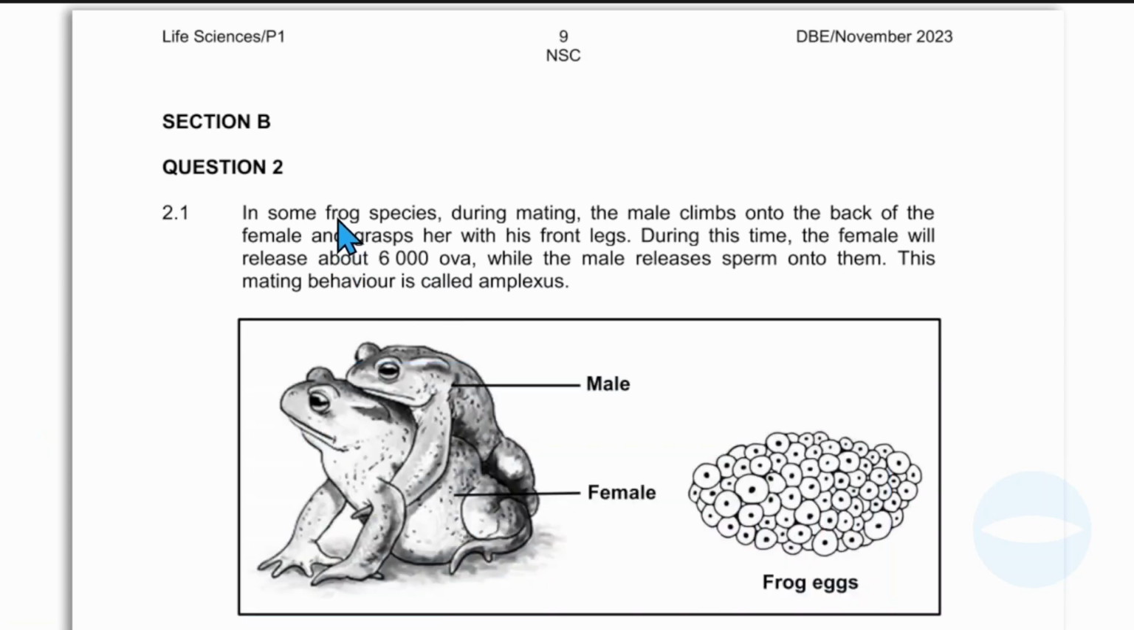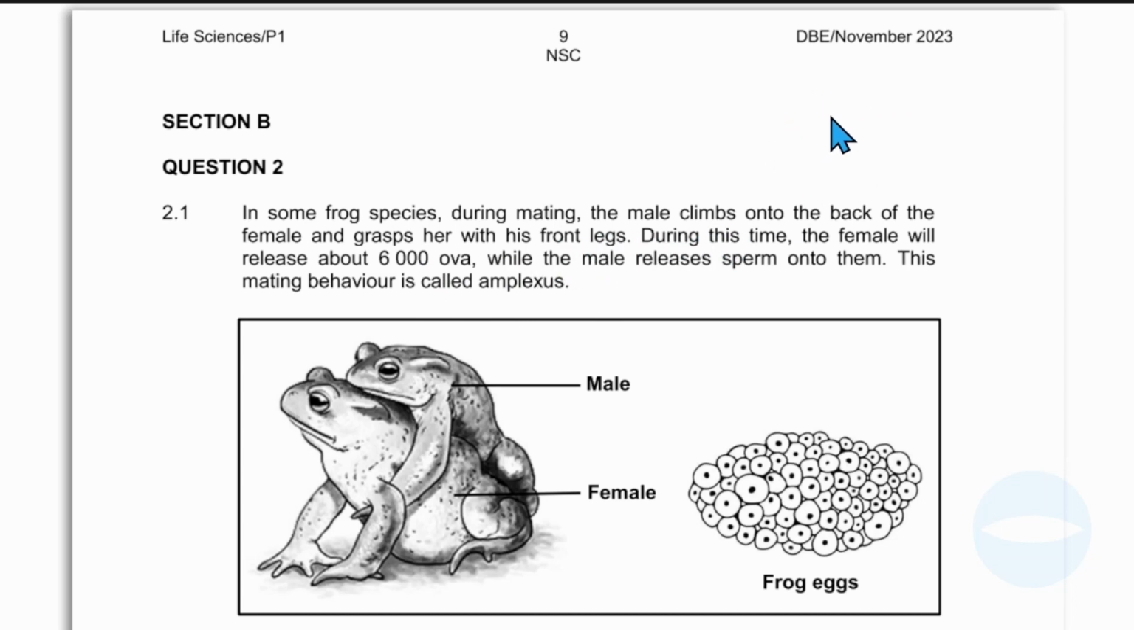In this video, I'm working on a previous question paper, under the chapter Reproductive Strategies in Vertebrates. This is the shortest chapter in Grade 12 Life Sciences, so it carries around 7 or 8 marks.